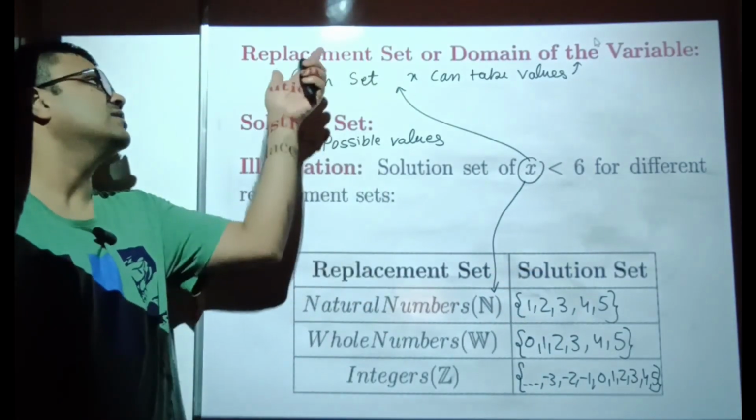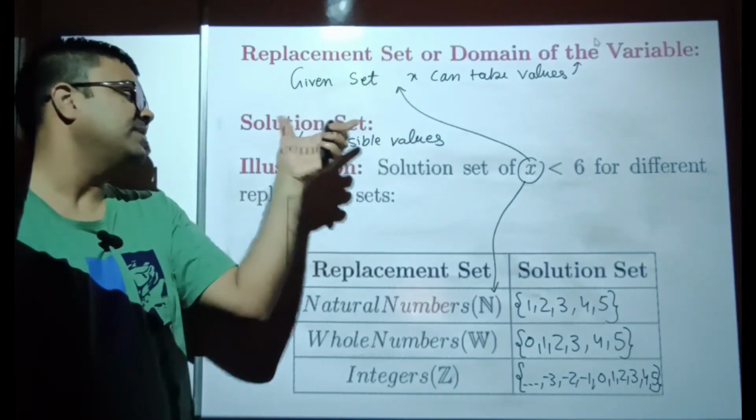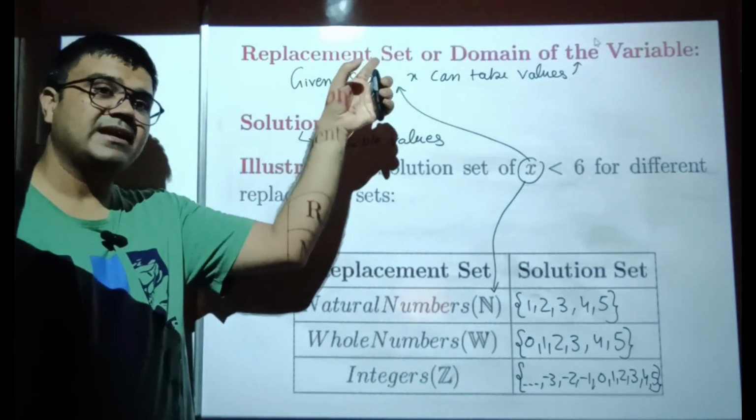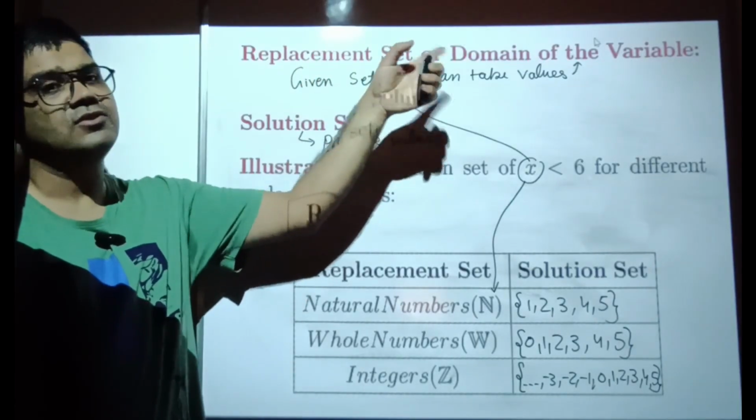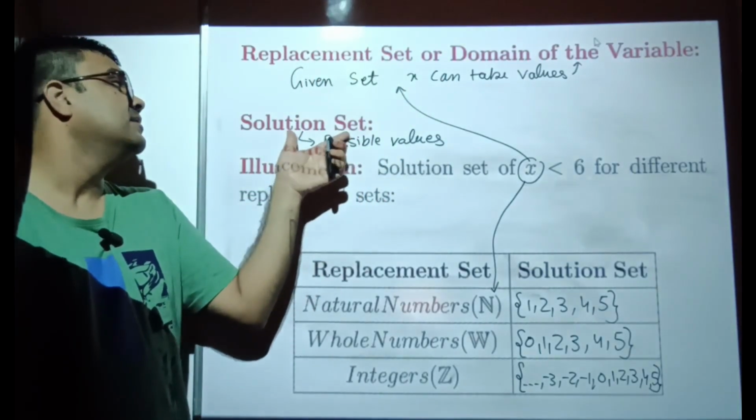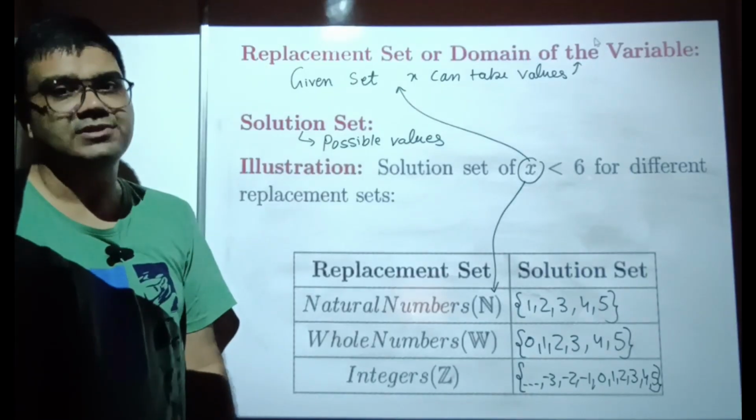So these are the two terms we have. One is the replacement set or domain. These two terms can be used interchangeably. Either you can say replacement set or you can say domain of the variable. The next term we have is the solution set.